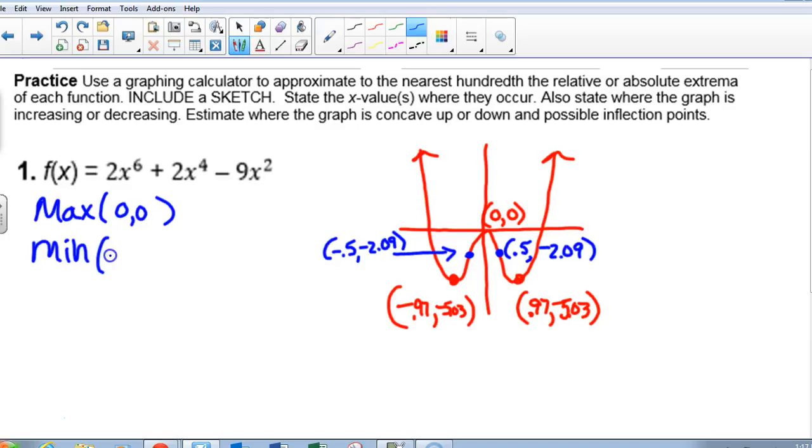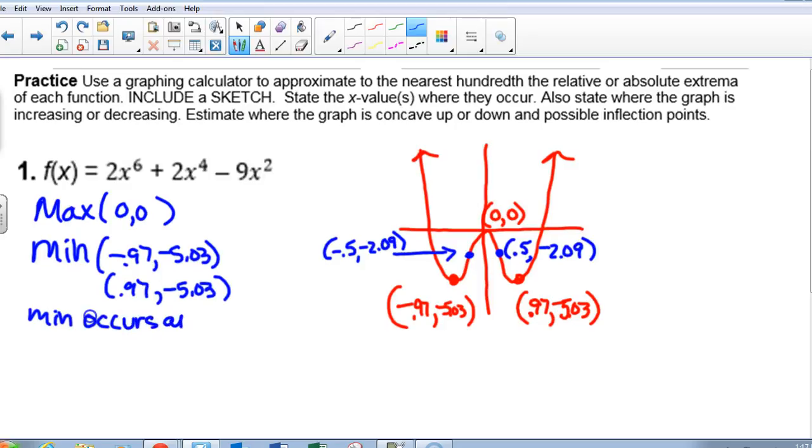They occur at negative 0.97, negative 5.03, and 0.97, negative 5.03. If we were being fancy, we should have written the minimum value of the function occurs at negative 5.03 when x equals 0.97 or something like that. But I'm okay. You don't have to do that.